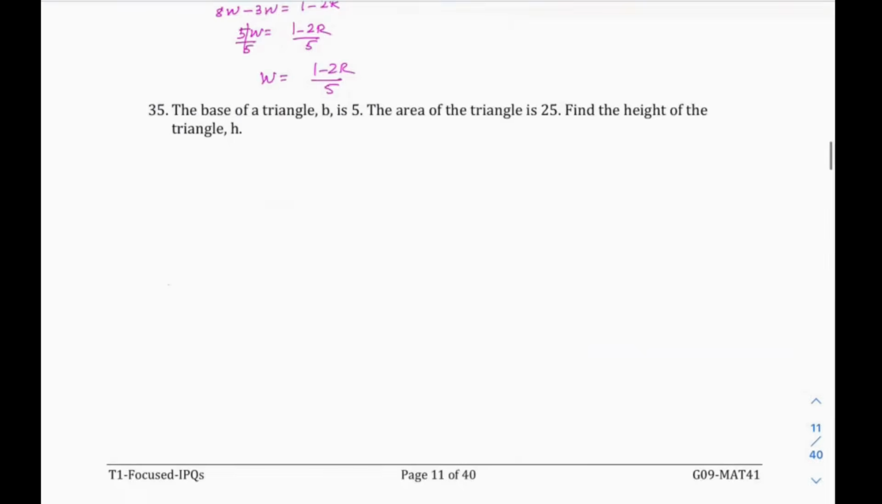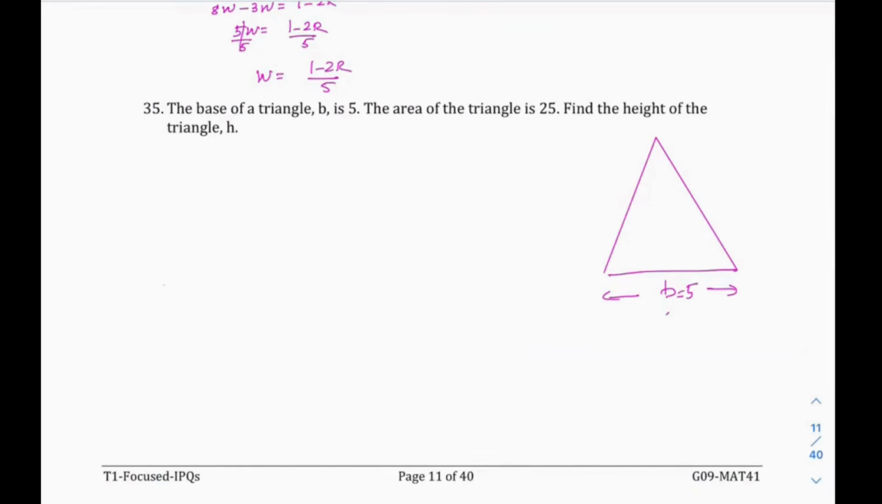The base of a triangle B is 5. So this is the triangle. And this is the base, actually. And it's equal to 5. The area of the triangle is 25. So area is 25. Find the height of the triangle H. This is the H. That is the height of the triangle.